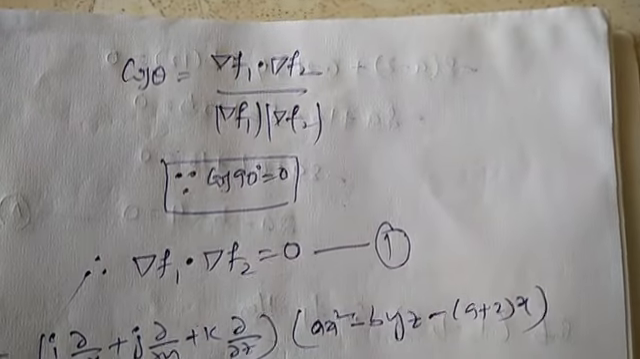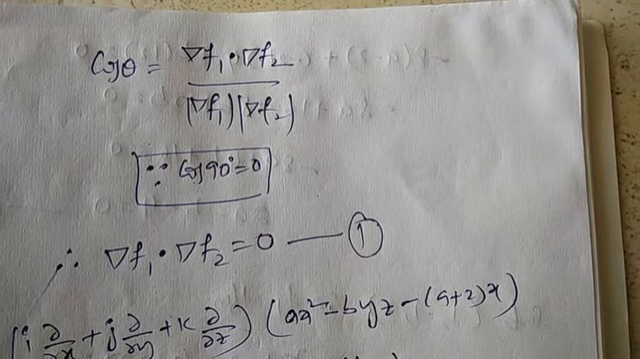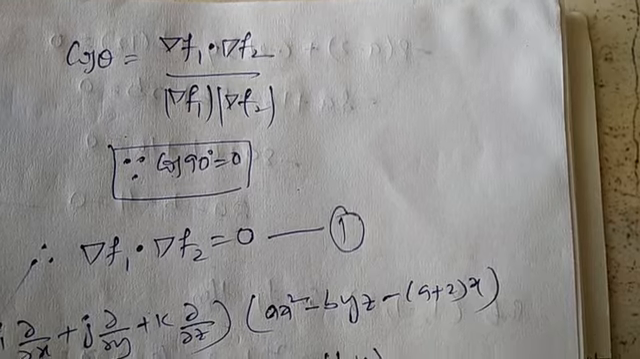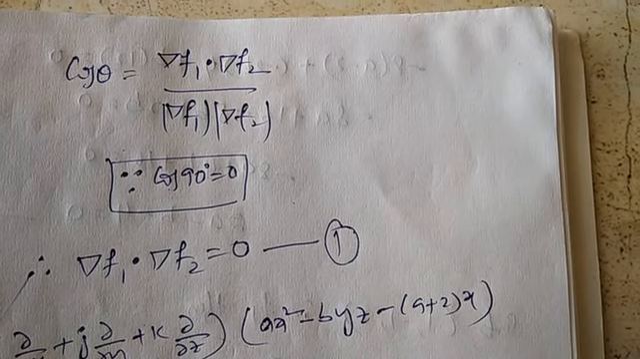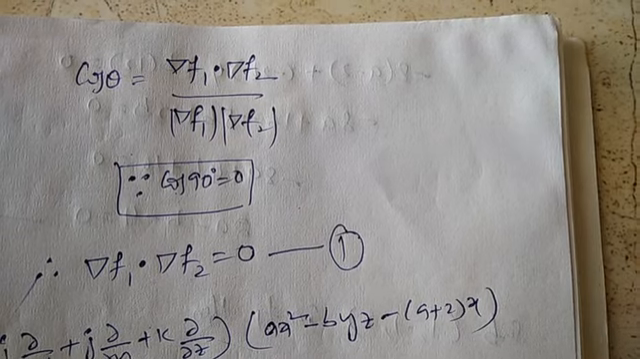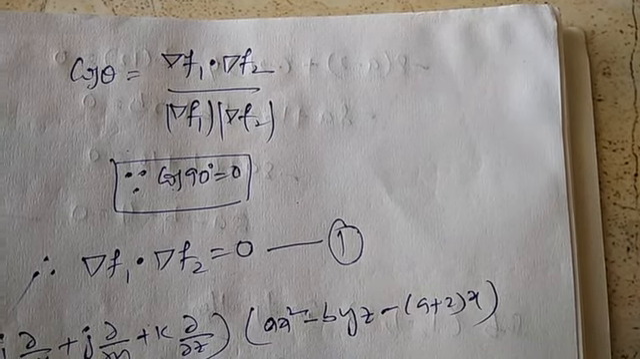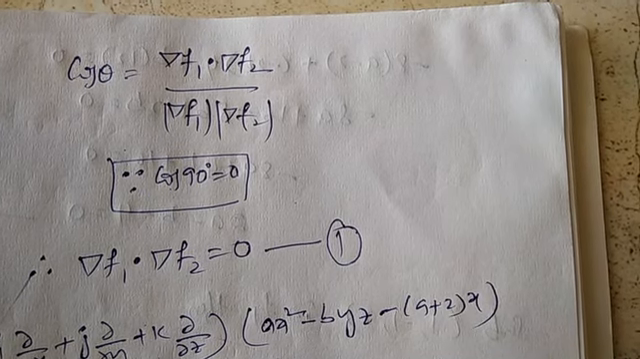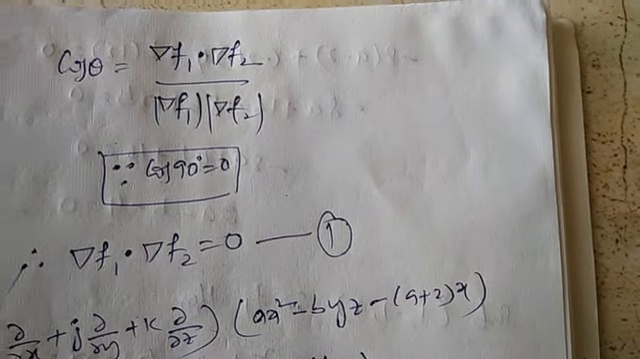Now cos theta equals del f1 dot del f2 by mod of del f1 mod of del f2. Now theta is 90, right? Therefore cos 90 is 0. Applying this on the LHS, we have del f1 dot del f2 is 0. We already know this condition from intermediate: two vectors are perpendicular if their dot product equals 0. Here, two surfaces are perpendicular means their normals are also perpendicular.